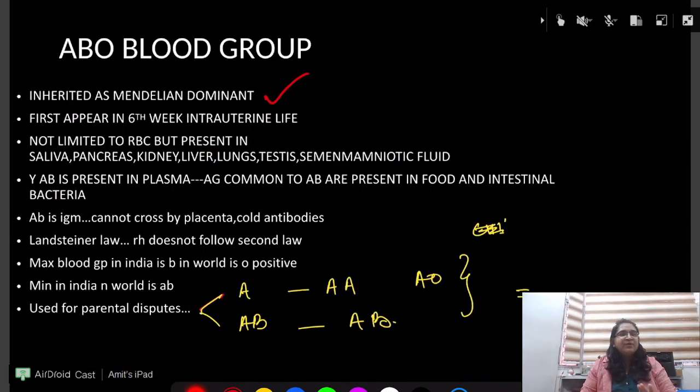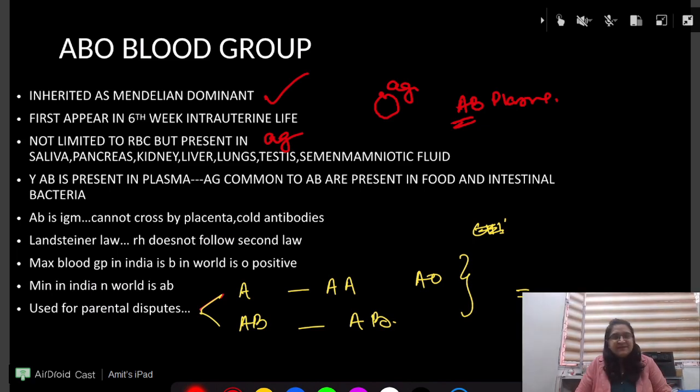Now let us come to ABO blood group. It is inherited as a Mendelian dominant. It appears in the 6th week of intrauterine life. The antigens are not limited to the RBCs, but are also present in the saliva, pancreas, kidney, liver, lungs, testes, semen and amniotic fluid. Why is antibody present in plasma? See beta, antigen is present on the RBC, whereas antibody is present in the plasma. Right, I hope you know this. Antigen is also known as agglutinogen. Antibody is also known as agglutinin.